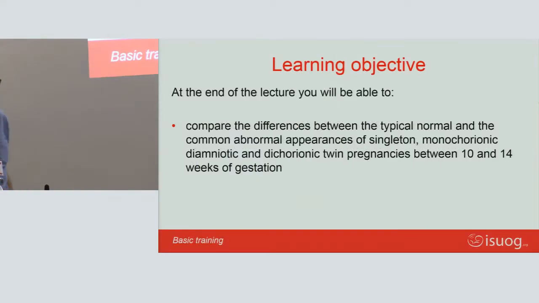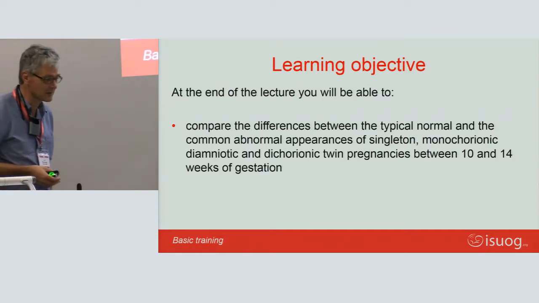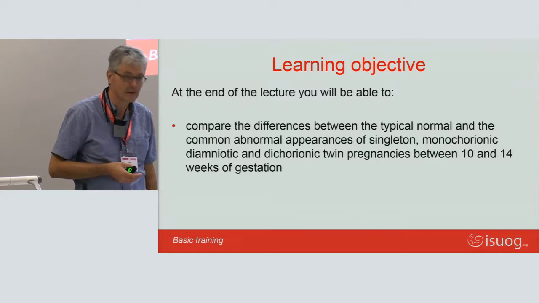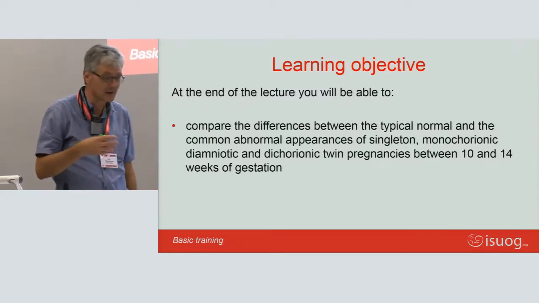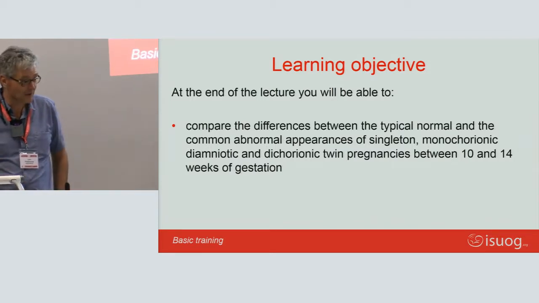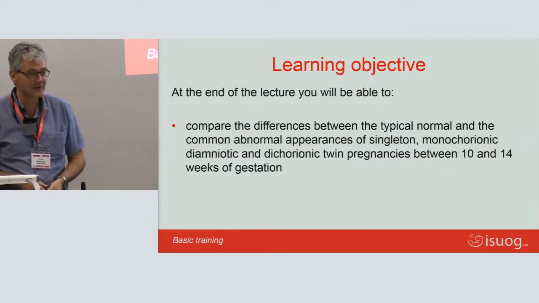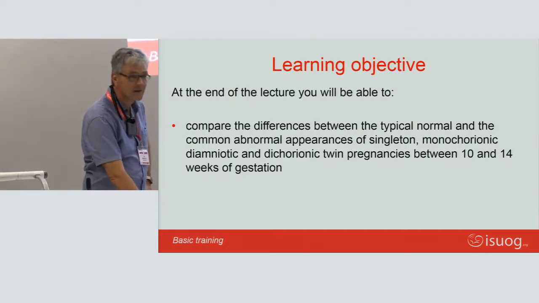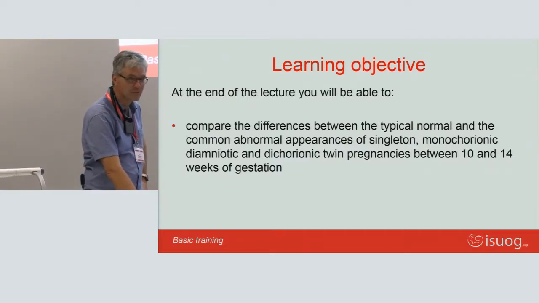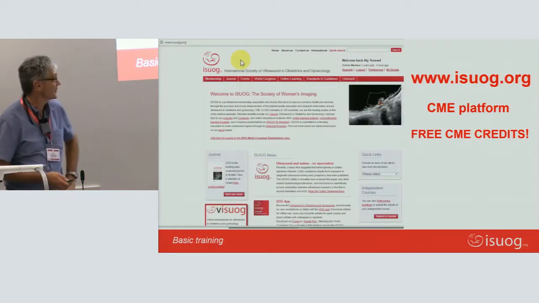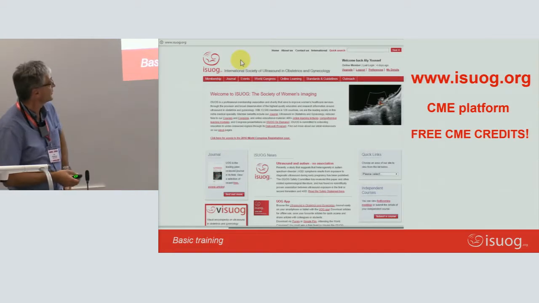So you'll be glad to know that by the end of the lecture, you'll not only be hungry, but you'll be able to compare the differences between the typical normal and abnormal appearances of singleton pregnancies, of monochorionic and dichorionic twin pregnancies between 10 and 14 weeks of gestation. So I hope all your alpha waves are switched off and that you're alert, because that's quite a daunting task.